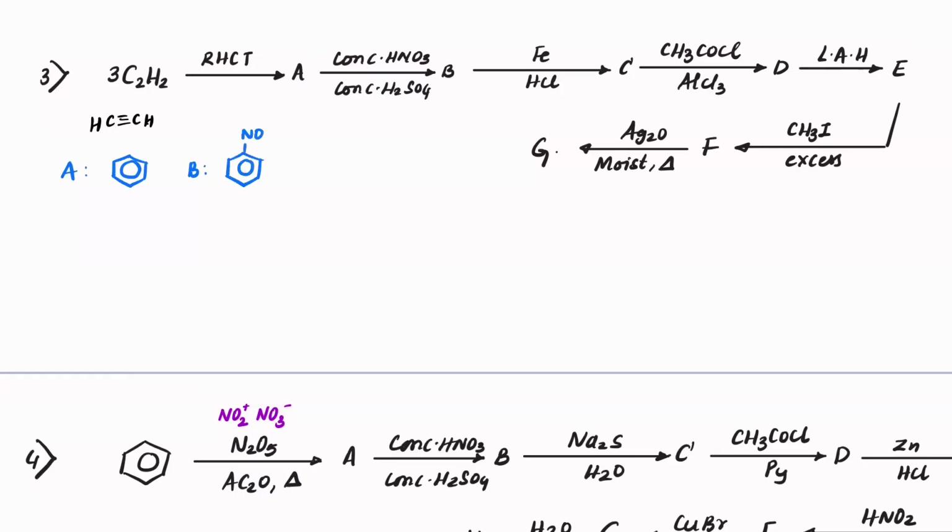And then C, we just learned it. Iron in HCl will give you aniline. We'll get this as NH2, right? Then D, what does D do here?